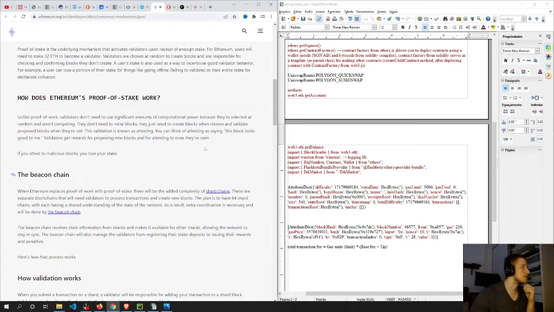But how is this programmed? I wanna know, how does the actual algorithm work? So maybe if I search for a proof of stake algorithm, it's probably better.